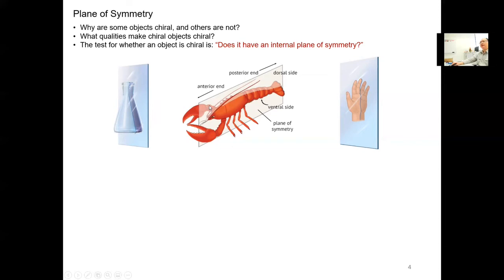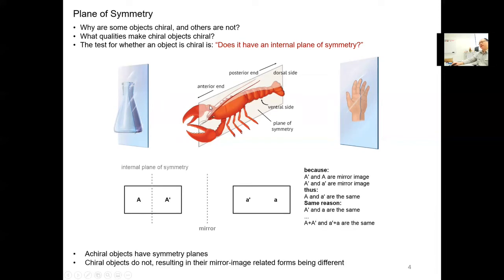All right, so I found a mathematical way to prove why the internal plane of symmetry makes an object achiral. So if an object is, let's say, composed of A and A prime, it has an internal plane of symmetry.